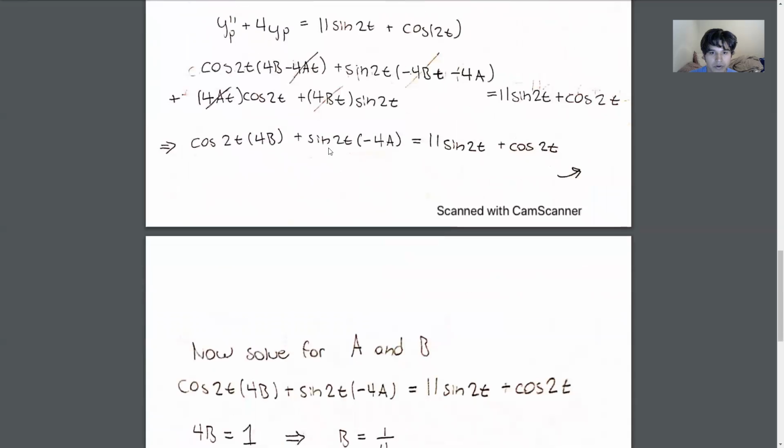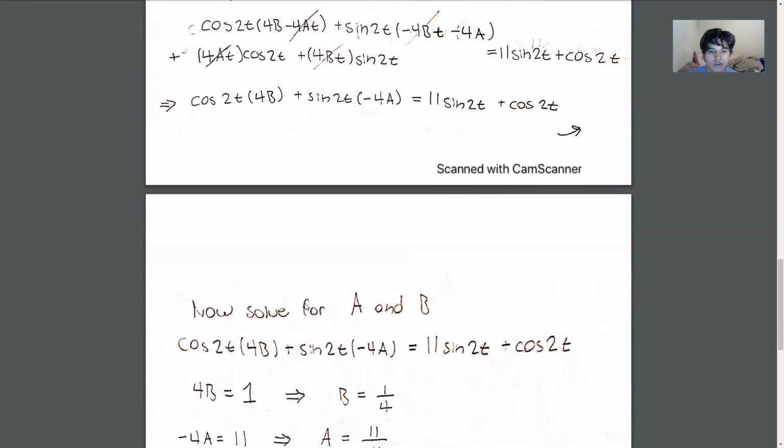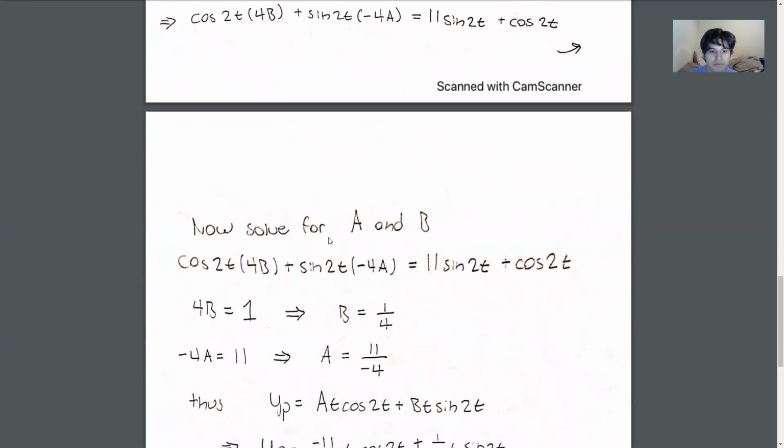As you can see right over here, cos 2t and sin 2t are independent of each other, meaning that the value for a is not going to affect the value for cos 2t, and the value for b is not going to affect the value of this right over here. So basically what we can do is take this part, 11 sin 2t, get the 11 and set that equal to this right over here, negative 4a, which is what I did right here. So now we solve for a and b.